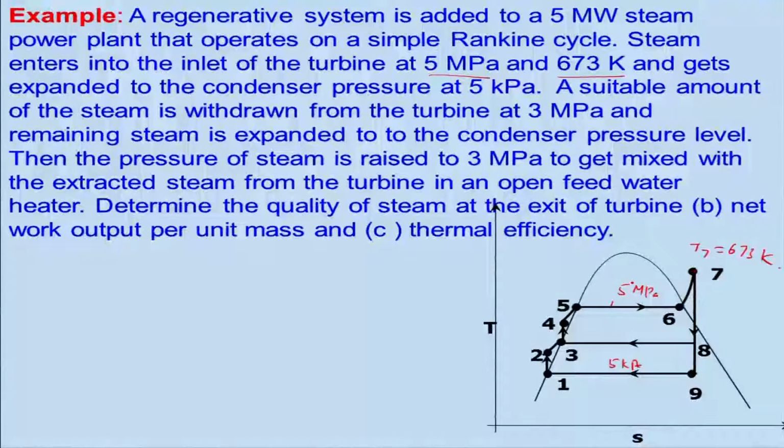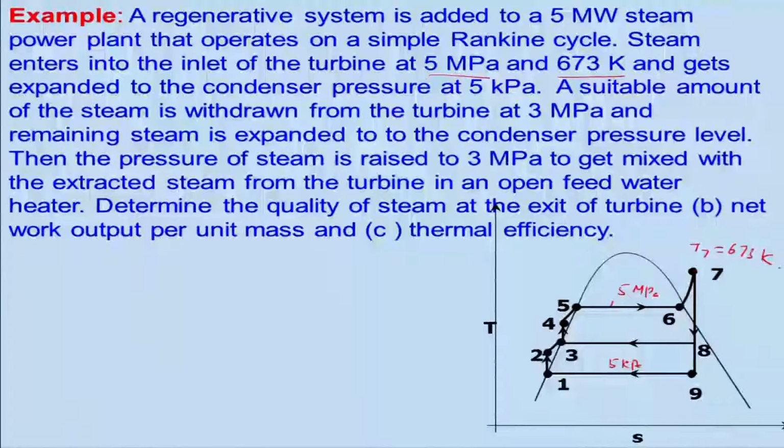If you look at it, 0.1 megapascal is equal to 1 atmosphere, so it is 50 atmosphere pressure. And this is 5 kPa, very low pressure, generally maintained at the condenser. A suitable amount of steam is withdrawn from the turbine at 3 megapascal. So, this is the place where steam is extracted and this is 3 megapascal. This is basically a constant pressure line.